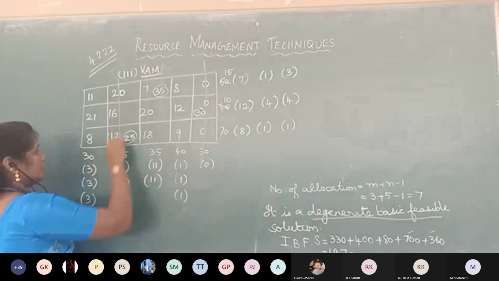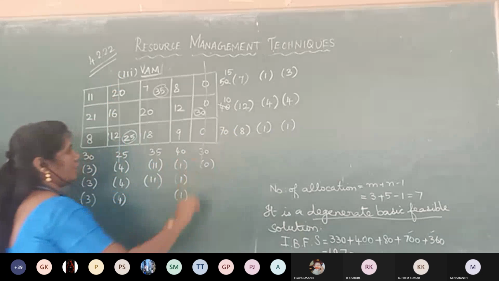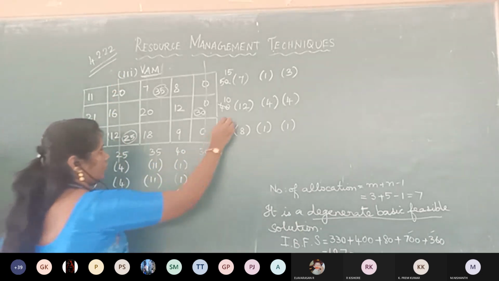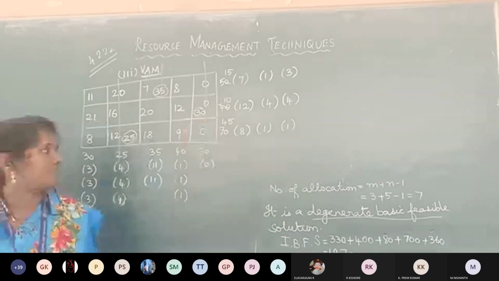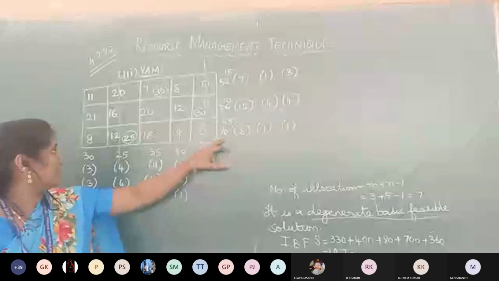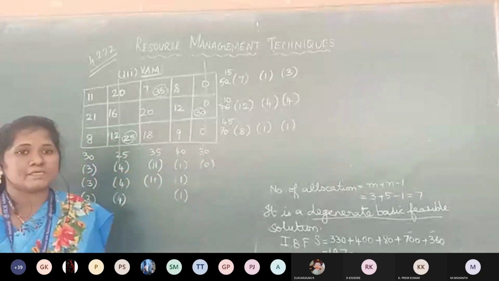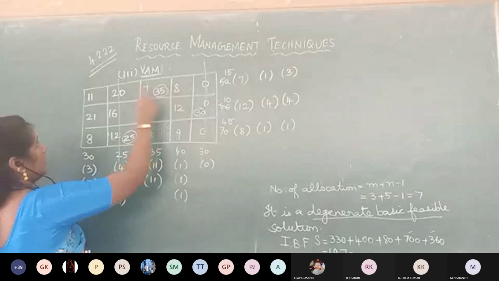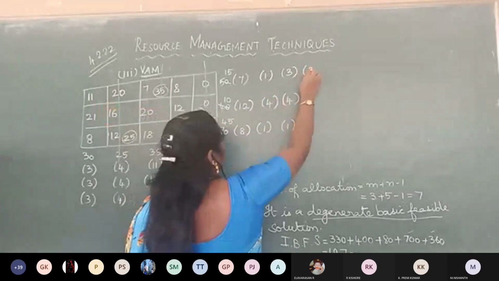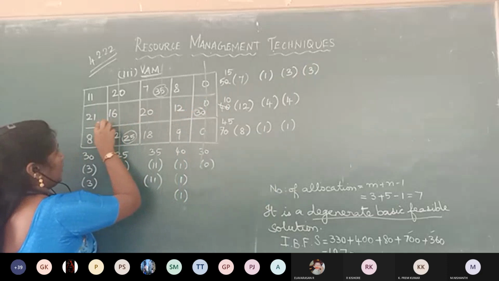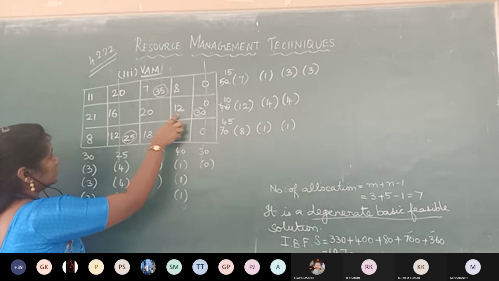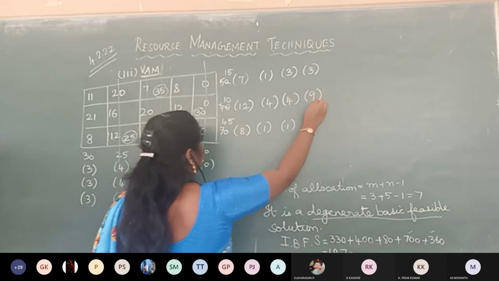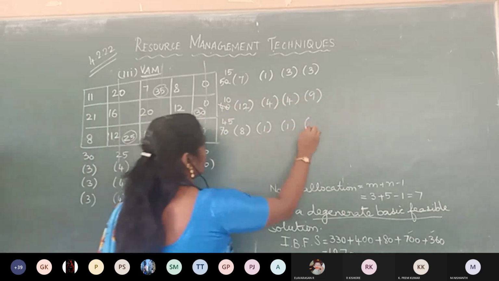You have taken it from here, so we will cross over. When you minus 25 from 70, it will become 45. Now go on to the next step, finding out your difference. 8 and 11 are there, so your difference will be 3. 12 and 21, find out the difference. Your difference will be 9. Then 9 and 8, your difference will be 1.